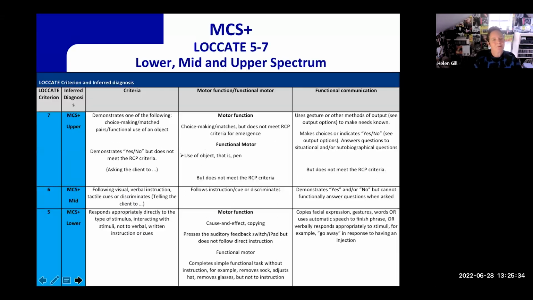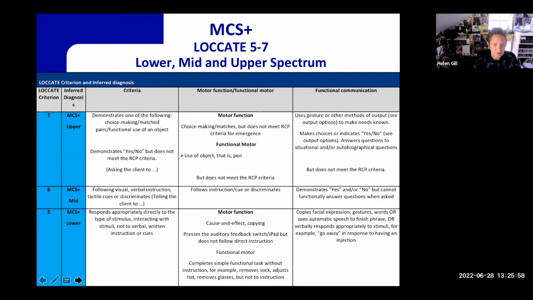Thanks, Karen. So now looking up at these higher levels, LOCCATE level 5 to 7, like I say, they apply to lower, mid and upper. So let's have a look carefully at the motor function first, so we can see the complexity of these motor function movements changing.